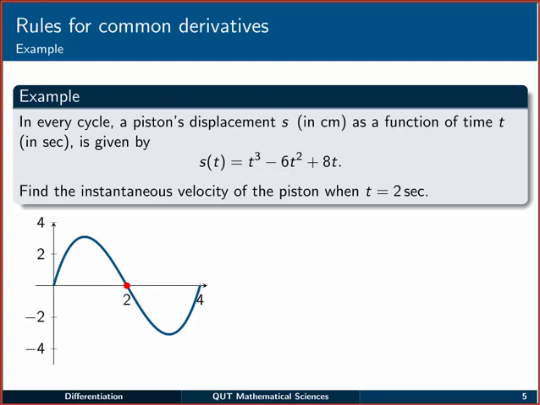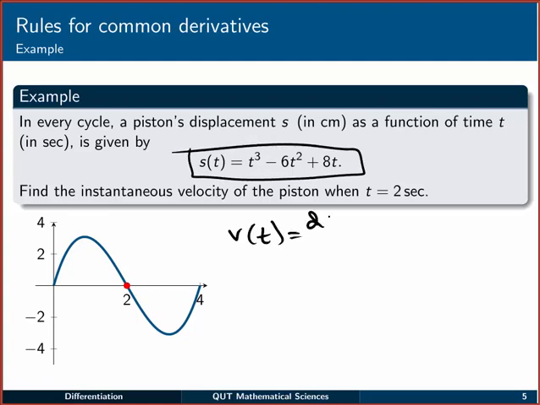To answer this question, we need to note that displacement and velocity are related through differentiation. Instantaneous velocity of something is given by the derivative of its displacement function. So to find the instantaneous velocity of the piston, we need to differentiate our function s of t. So the velocity, v of t, will be equal to ds/dt, or s dash if you like.